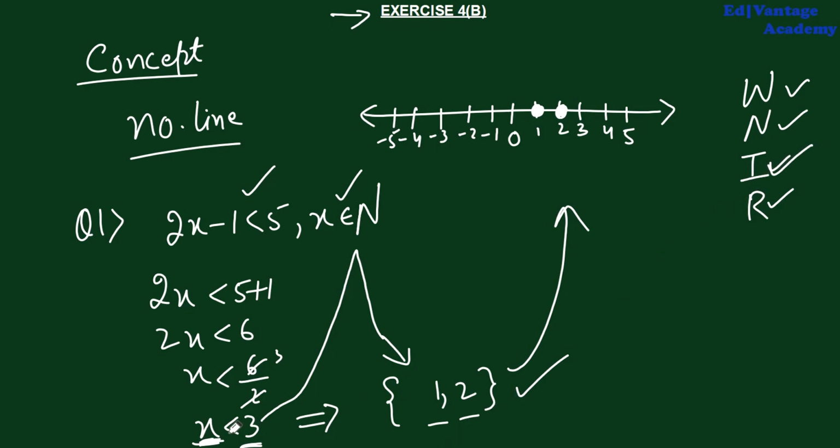The same thing goes for integers. If it is integers, you need to see integers less than 3. Integers less than 3 are 2, 1, 0, minus 1, minus 2, minus 3 and so on. The left side goes on, meaning all the integers less than 3.